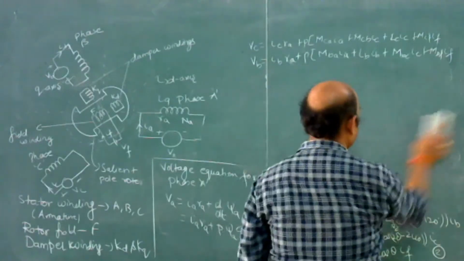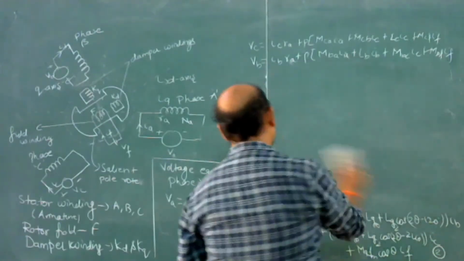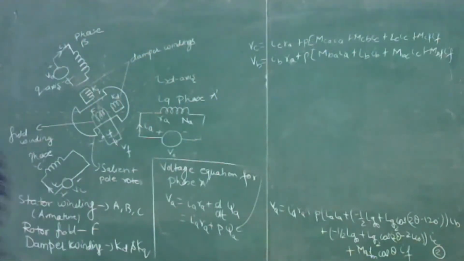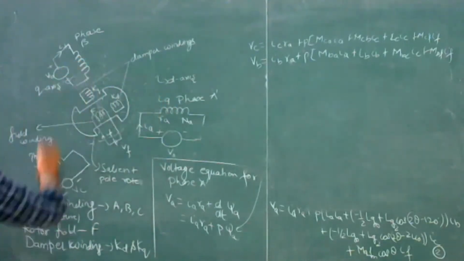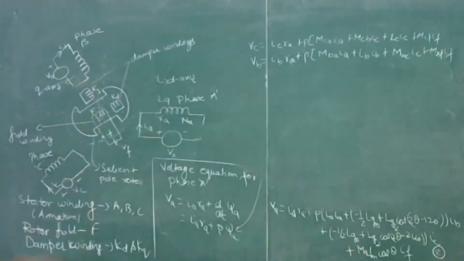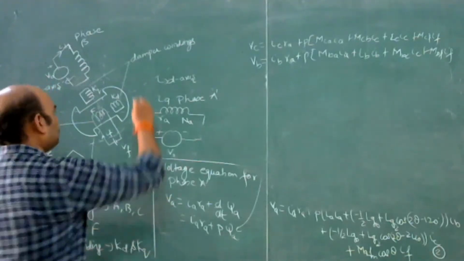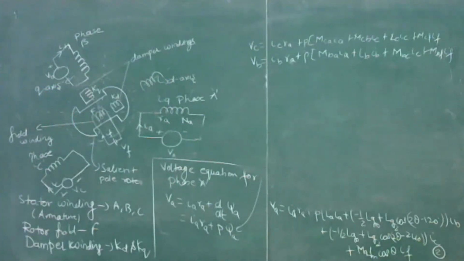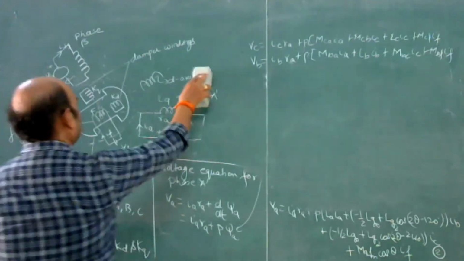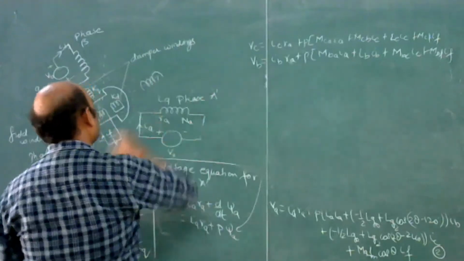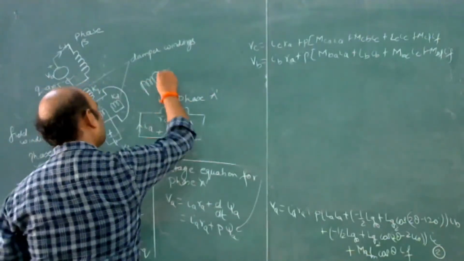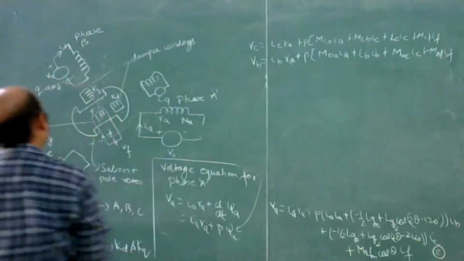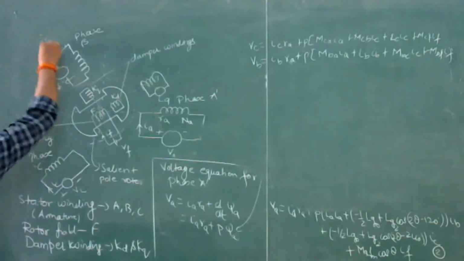Now we will convert these ABC variables into DQ variables. Okay, so these ABC windings can be replaced by two hypothetical or imaginary windings, one along the D axis and one along the Q axis.